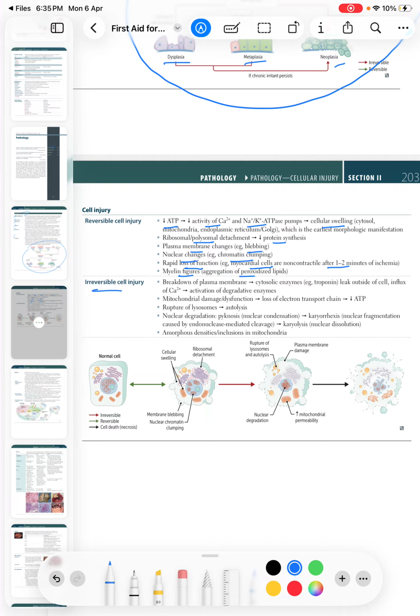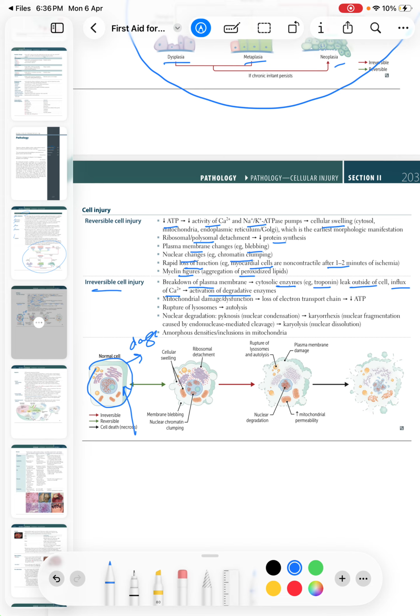Now what is irreversible cell injury? It is the breakdown of plasma membrane, that is cytosolic enzymes, for example troponin, leak outside of the cells, and influx of calcium occurs, which leads to the activation of degradation enzymes. If there is damage inside the cells, then it is reversible cell injury, it can be reversed. But if the plasma membrane of the cell is damaged, then it is irreversible cell injury.